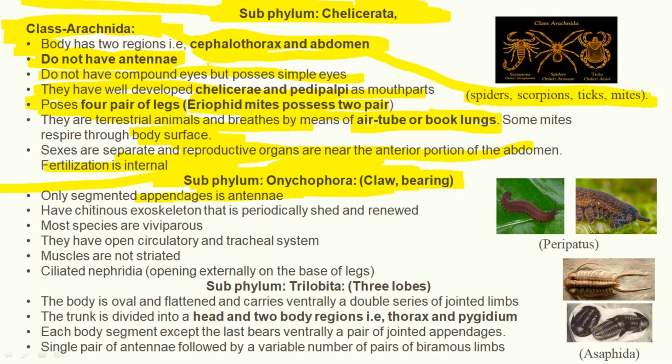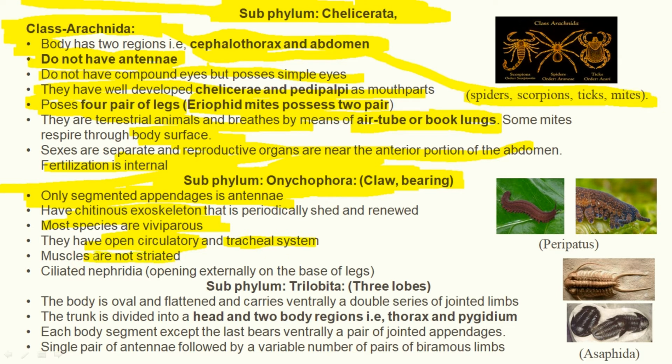In their body, segmentation is there only in the case of the antenna, but not in other parts. Okay, only the segmented antenna is visible. They have a chitinous exoskeleton, a very hard exoskeleton. Most of the species are viviparous, that means the immature stages will be laid outside directly by the female. They have an open circulatory system for blood circulation and a tracheal system for respiration.